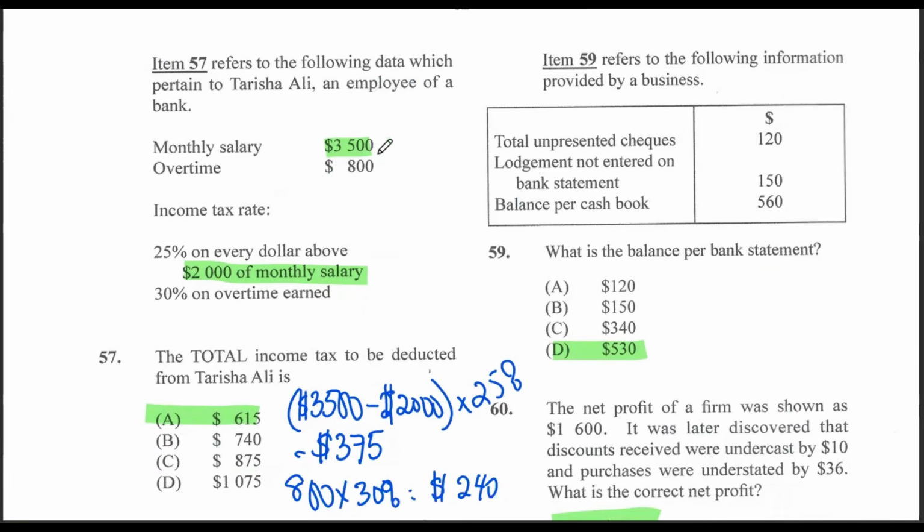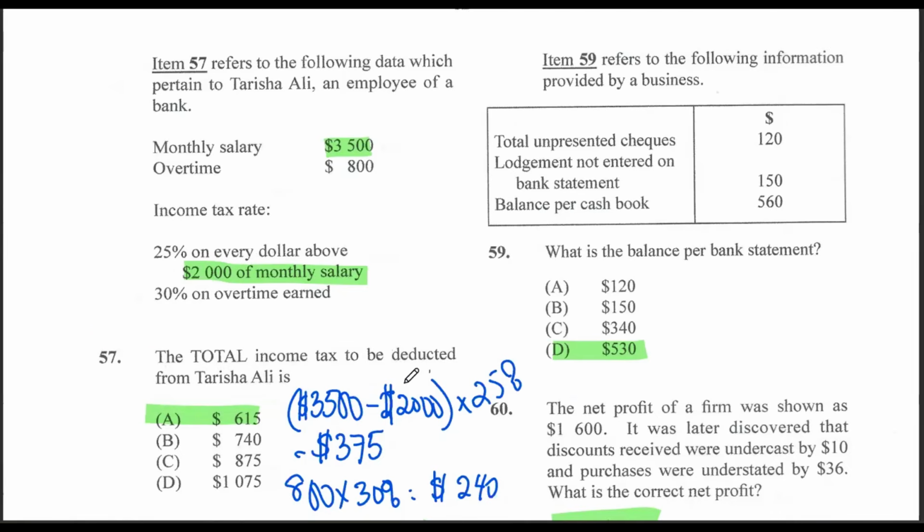Her monthly salary is $3,500. She's getting overtime of $800. Income tax rates 25% on every dollar above $2,000 of her monthly salary. So $2,000 is in fact her personal allowance. She's not paying tax on that. She's paying 30% on the overtime as well. So let's see how much money in tax she's paying on the basic salary.